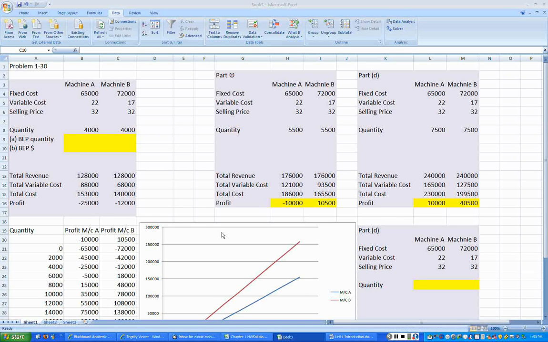Scroll down to the last problem, 130. In this problem the situation is that they are trying to look for a replacement for a machine that they have at present. So they are looking at two proposals. The first proposal is to go with machine A. The second one is to go with machine B.